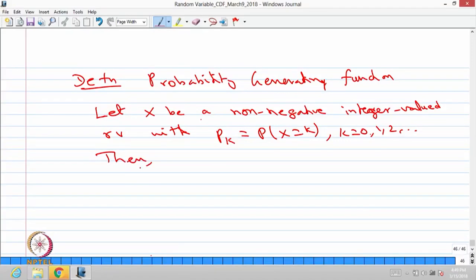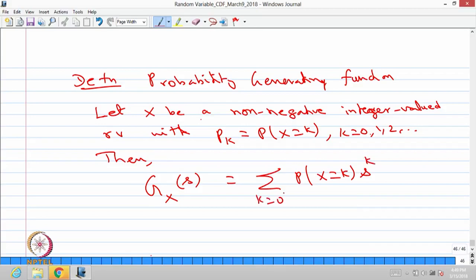Then one can define the probability generating function as g suffix X as a function of s, that is nothing but summation of probability of X takes the value k, s power k, where k takes a value from 0 to infinity, where s is the real variable which lies between minus 1 to 1. So, this is a real valued function, it is a function of s in the form of a series with the probability mass at the point k multiplied by s power k. So, the right hand side is a series, the left hand side we denote by g suffix X as a function of s.